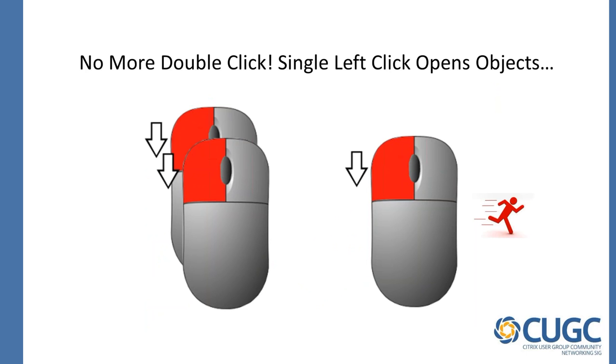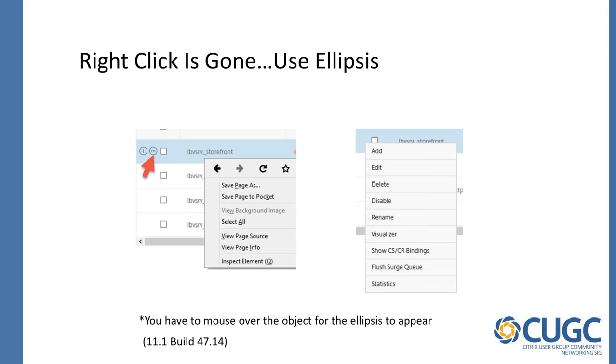Now it's just one single click, which really makes the GUI fly. It makes it really fast. The other thing is that right click is gone. So if you attempt to right click on an object, it's actually going to pull up the browser's right click window and not what you would expect to see.